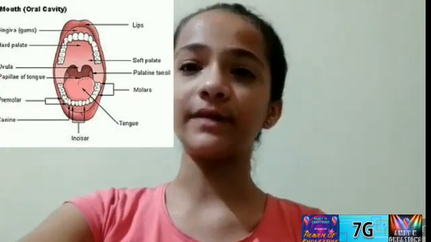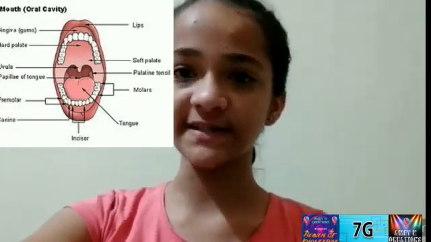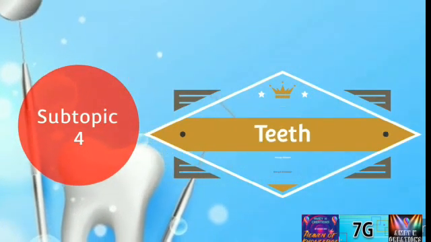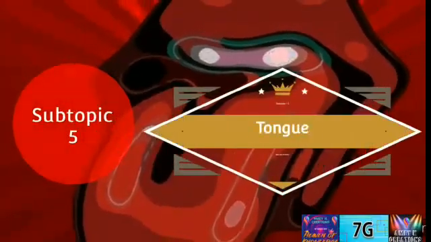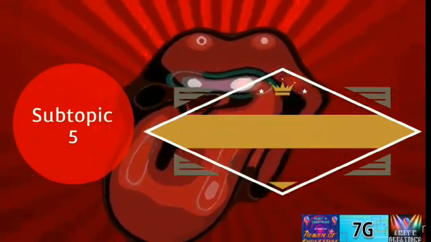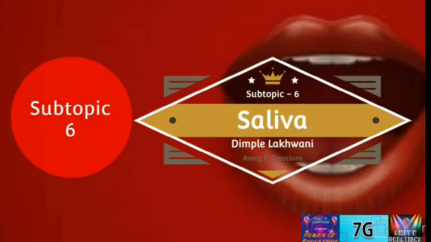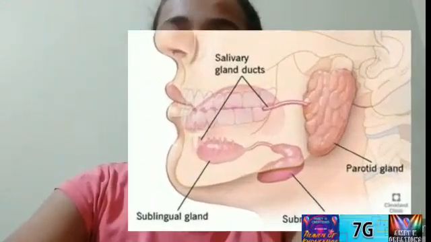The buccal cavity is more commonly known as the mouth, and it is the beginning of the digestive system. It consists of the tongue and teeth. Teeth help in chewing food and breaking it down into smaller particles. The tongue is a fleshy muscular organ attached to the back of the buccal cavity. Saliva is secreted in the mouth and helps in the breakdown of the food.